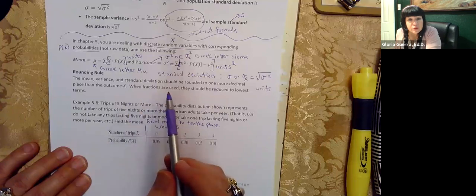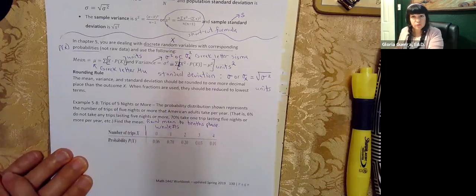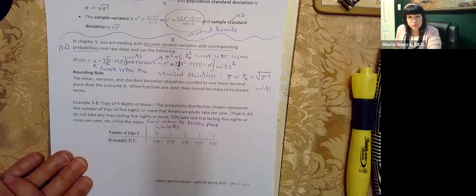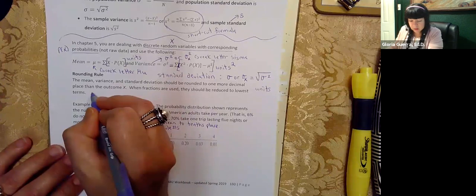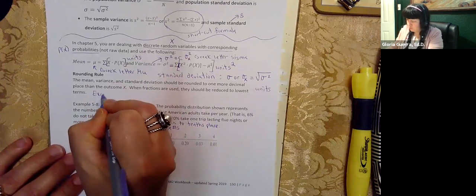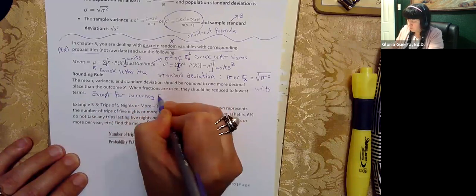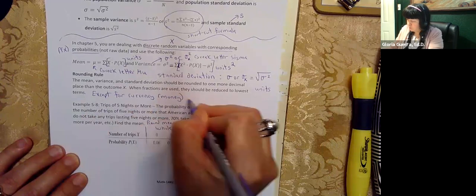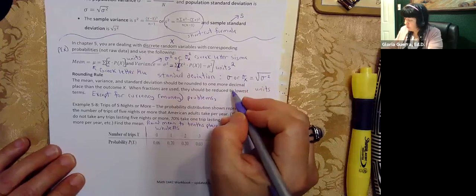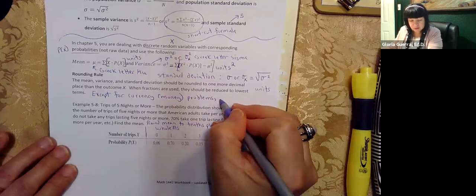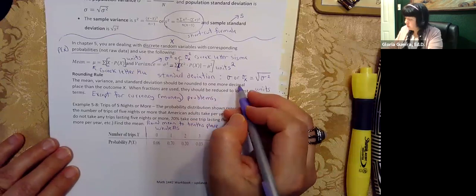When fractions are used, they should be reduced to lowest terms. Okay, so we kind of know that from chapter 4 on probabilities. Fractions are always reduced to lowest terms. The other thing, though, is money. There is an exception for money. Except for currency, money problems, it's preferred to round to the hundredths place.